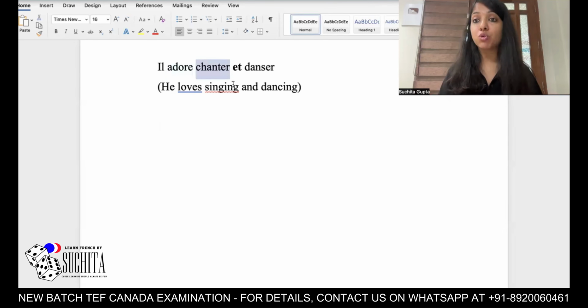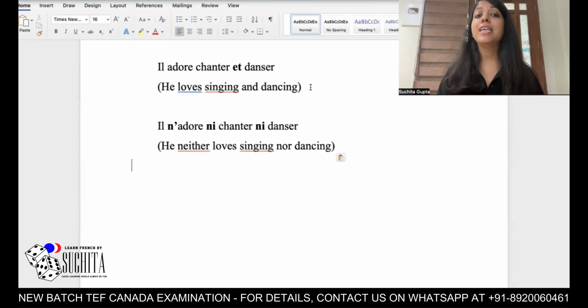Before the first thing, I'm going to put ni. And before the second thing, which is danser, I'm going to put the second ni, which will make it il n'adore ni chanter ni danser. He neither loves singing nor dancing. Il n'adore ni chanter ni danser. Ne before the verb, ni before the first thing, and second ni before the second thing.